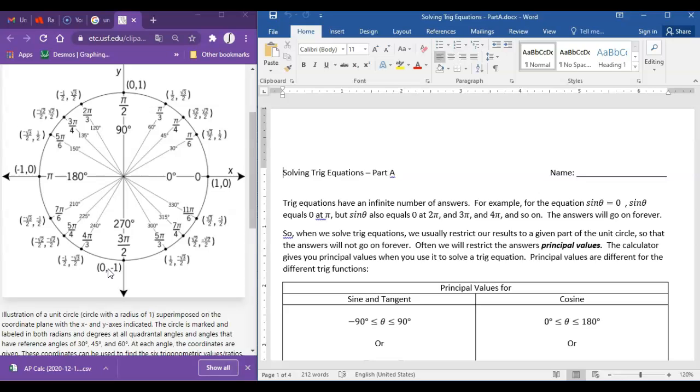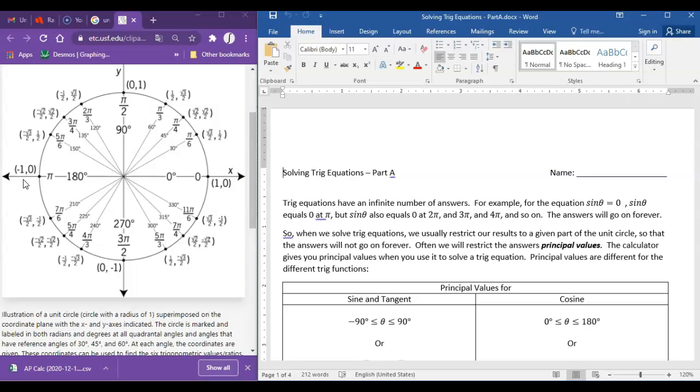So trig equations are going to have infinite answers. For example, you can see right here, if I have the equation sine of theta equals 0. Well, sine of theta equals 0 at pi, also at 0, also at 2 pi, and then if I kept going around the unit circle, 3 pi, 4 pi, and 5 pi. So the answers would go on and on forever. So usually trig equations are restricted to a given part of the unit circle, and today we will be restricting those to principal values.